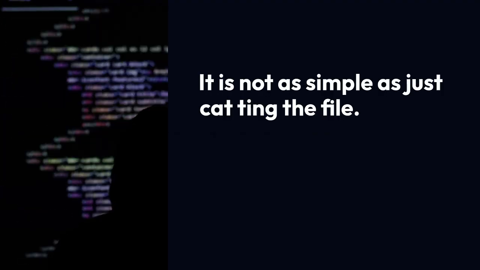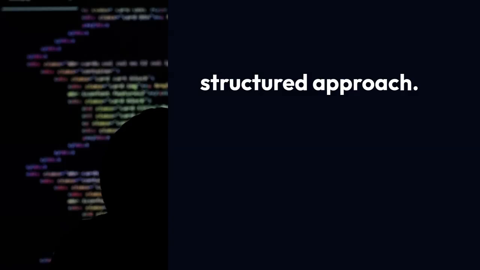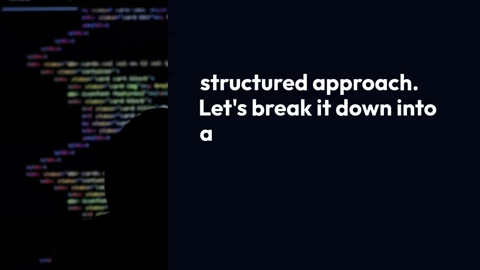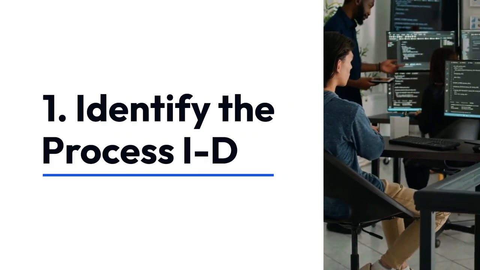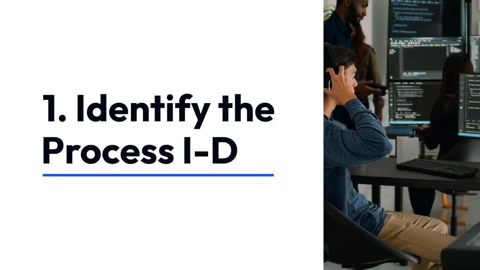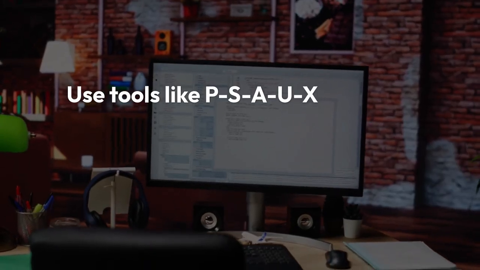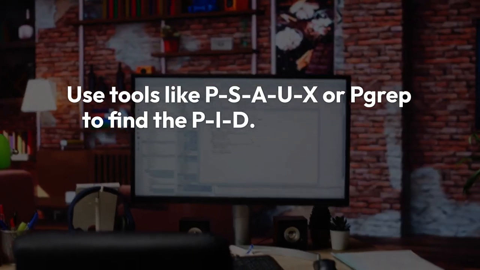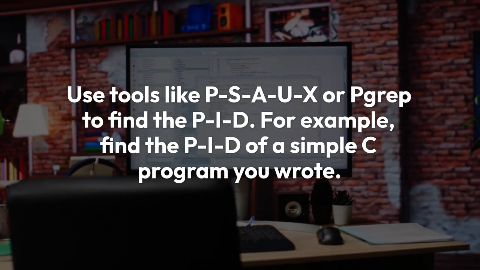So, how do we actually read from it? It is not as simple as just cat-ting the file. That would be a huge binary mess. We need a more structured approach. Let's break it down into a few steps. 1. Identify the process ID, PID. You need to know which process you want to inspect. Use tools like ps aux or pgrep to find the PID. For example, find the PID of a simple C program you wrote.